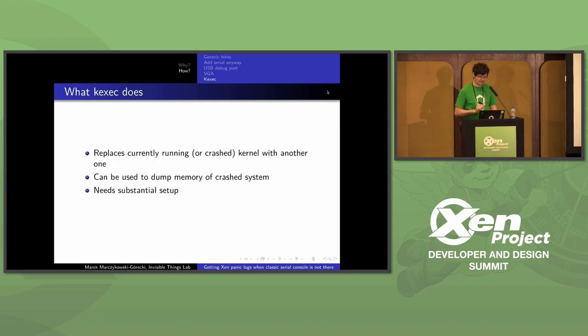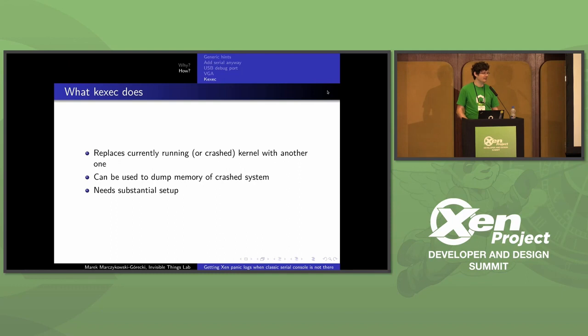And then there is kexec. So this is I think the most complicated way to get messages because it requires a lot of setup. But you get not only messages, but also a dump of the whole Xen memory. So maybe you can find some more information. You can analyze the dump with some debugger and find what was going on.